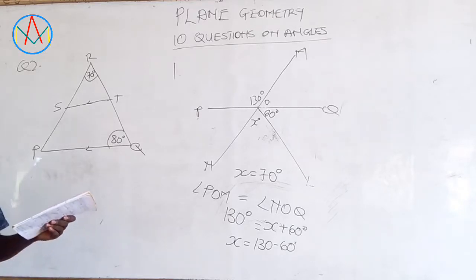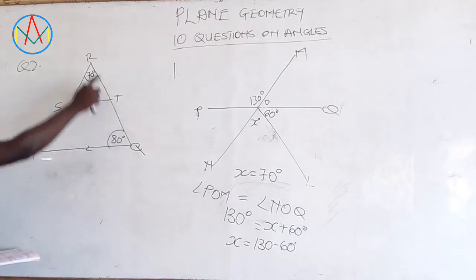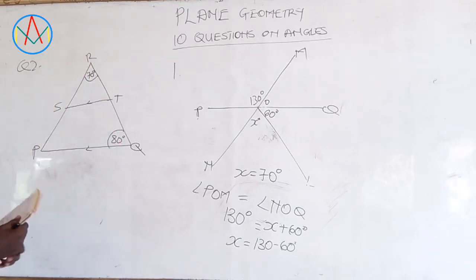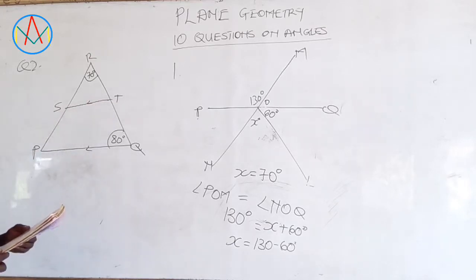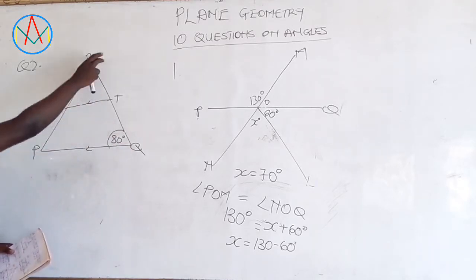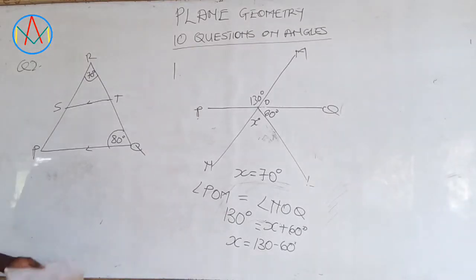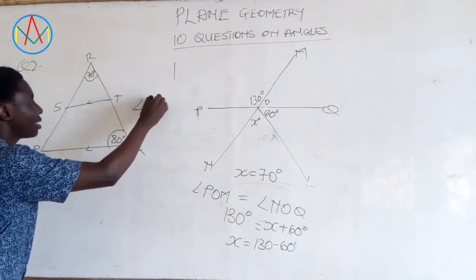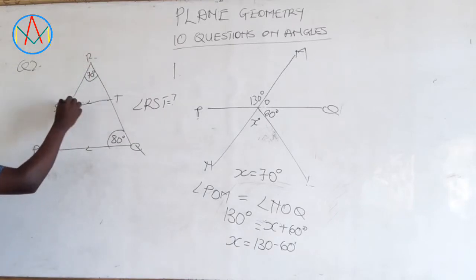The question is, in the diagram, PQR is a triangle with ST parallel to PQ. And angle QRP equal to 70 degrees. Calculate angle RST. So we have to find angle RST. So angle RST means we are finding this portion.